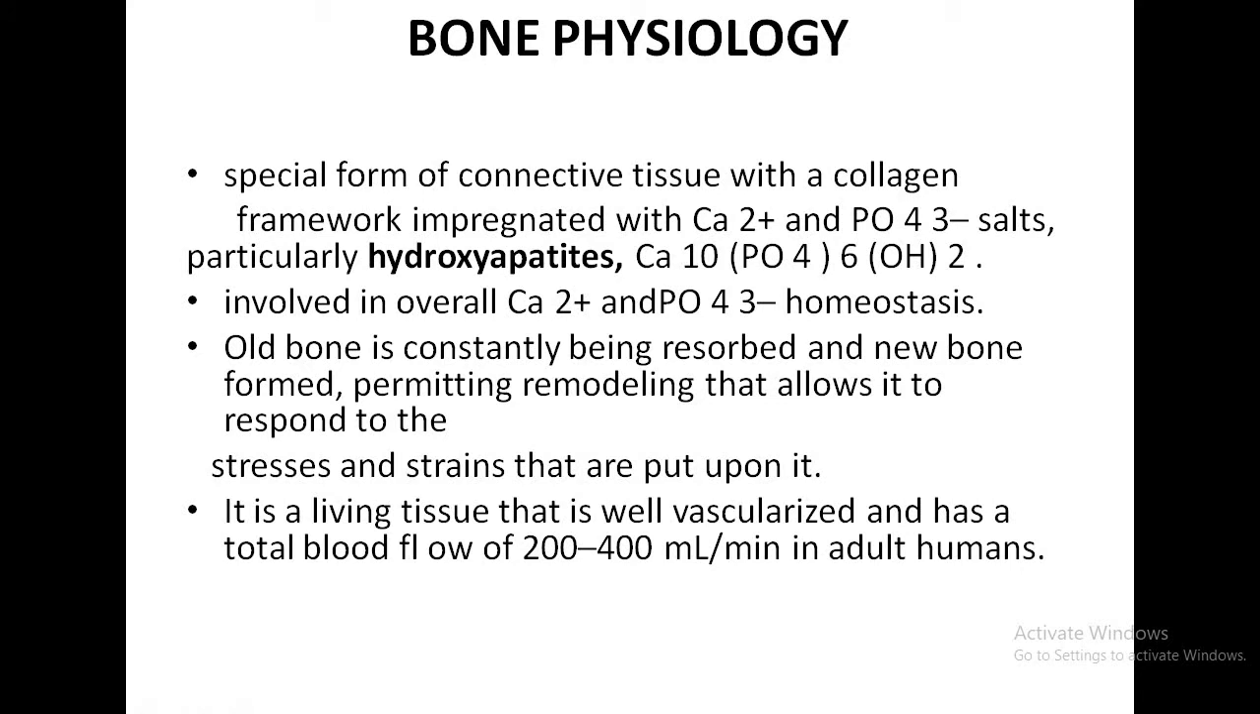So bone is a special form of connective tissue and it has a collagen framework impregnated with calcium and phosphate salts, called hydroxyapatites. So basically it is collagen impregnated with calcium, and it's involved in overall calcium and phosphate homeostasis.